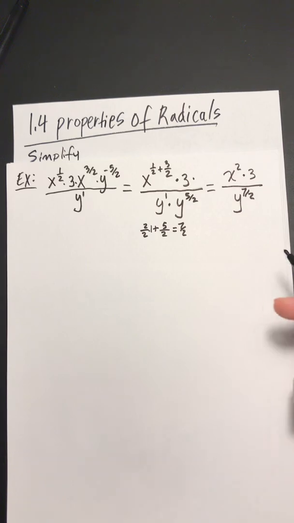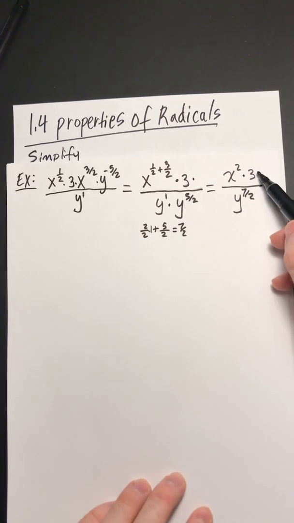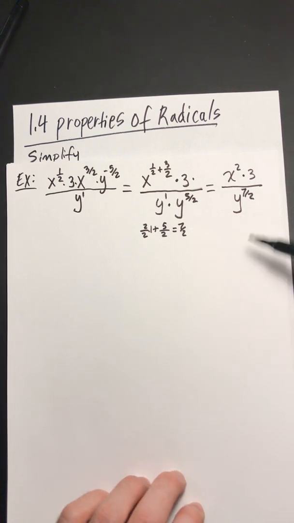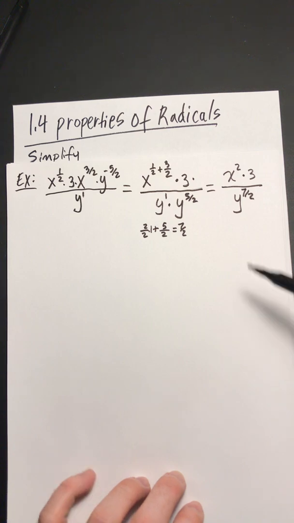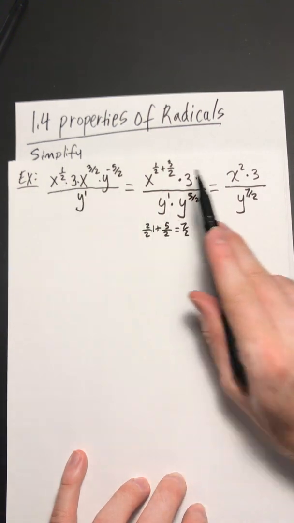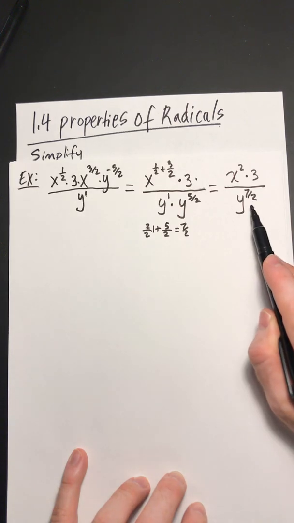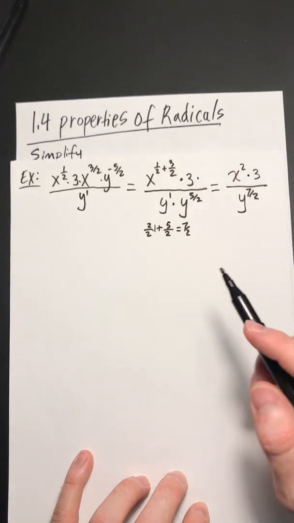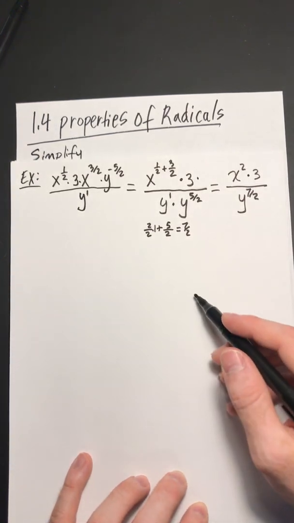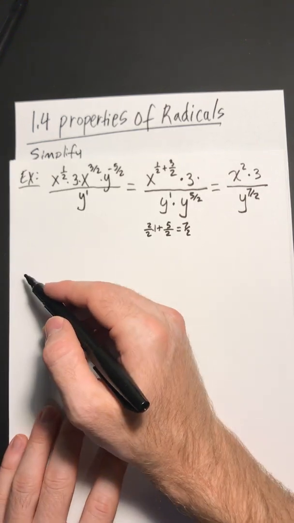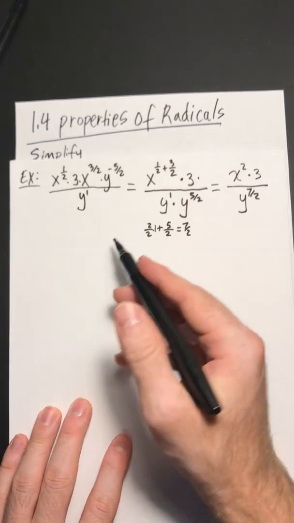Your online homework program may want you to put the 3 first for your coefficient, may not. Just play with that until you get it to work right. When I start in rational exponent form, I want to end the problem in rational exponent form unless it says otherwise. So when we're simplifying, we stay in the form that we're given. On that note, let's try something a little bit different.